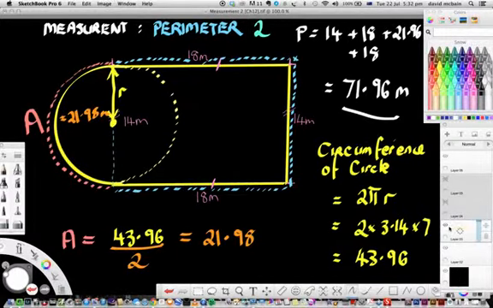By the way, pause that and copy that down, pause it if you wish. Make sure it's copied down into your maths book. Moving on to our next example.